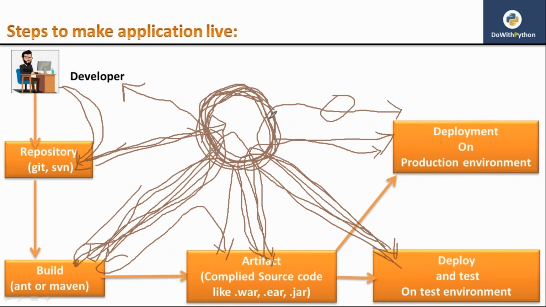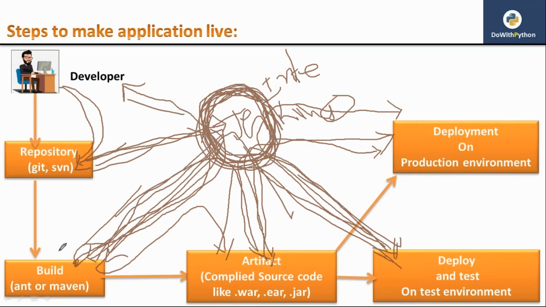Now, there are different types of integration tools like Jenkins and Bamboo. Now we are going to discuss one of these tools, Jenkins. So if this tool is Jenkins, I can say that this tool is used to integrate all of these, right? Then if it integrates, this step is not required, this step is not required, this step is also not required, right?